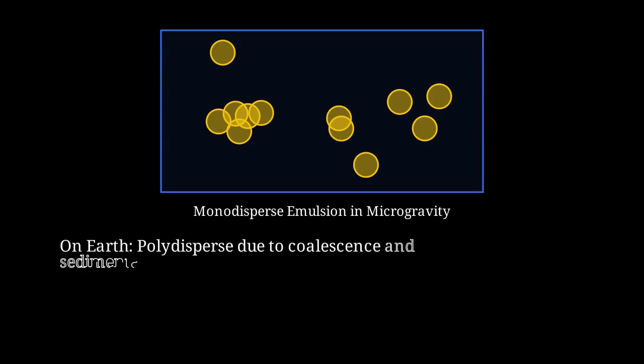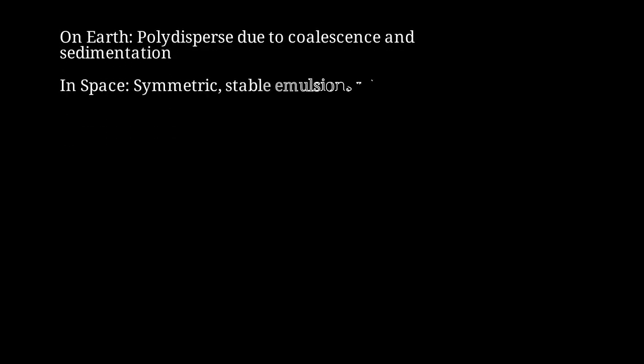On Earth, emulsions are typically polydisperse. Droplets coalesce, and gravity causes larger droplets to rise or sink, depending on density differences. In space, we achieve symmetric, stable emulsions with precisely controlled droplet sizes. This opens new possibilities for materials science and pharmaceuticals.